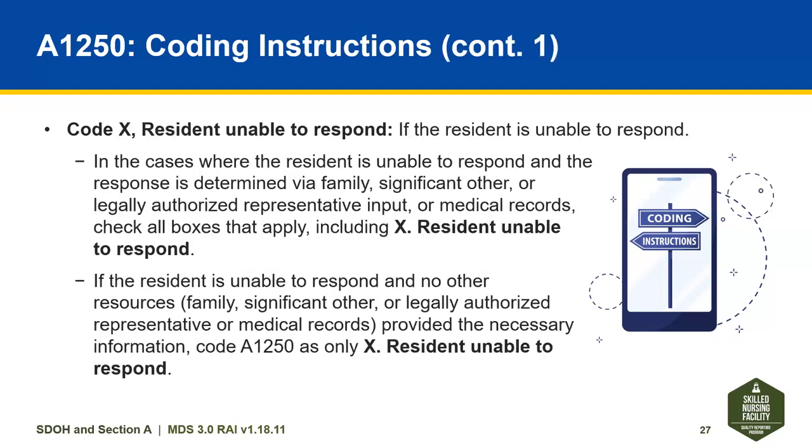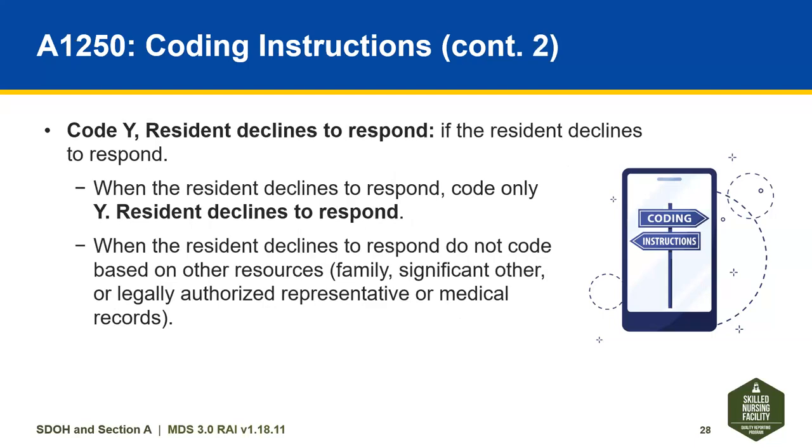So similar to the other data elements that we have reviewed, if the resident is unable to respond and there's a resource available to provide this input, you would check the box or boxes that apply and code X, resident unable to respond. However, if the resident is unable to respond and there are no other resources available to provide the necessary information, you would only code X. If the resident declines to respond, you'll check only Y, resident declines to respond. When the resident declines to respond, remember, again, you're not to code this data element using any of the resources that might be available to you.